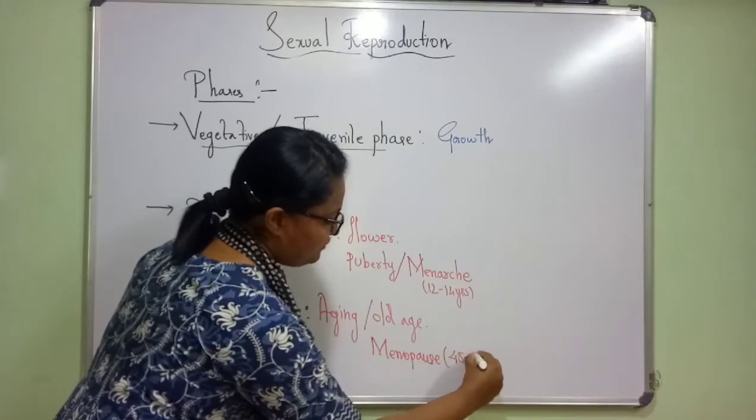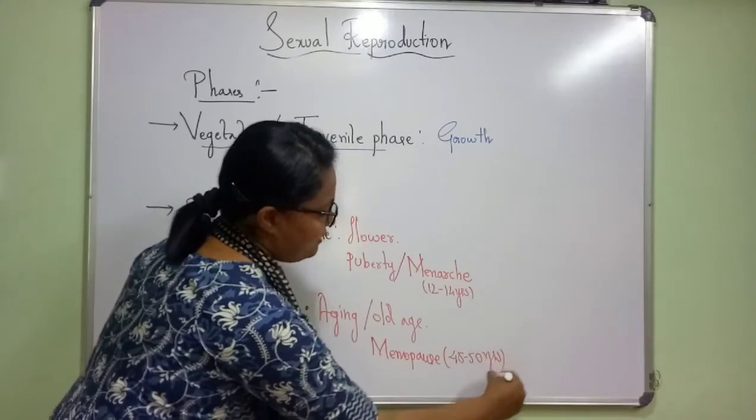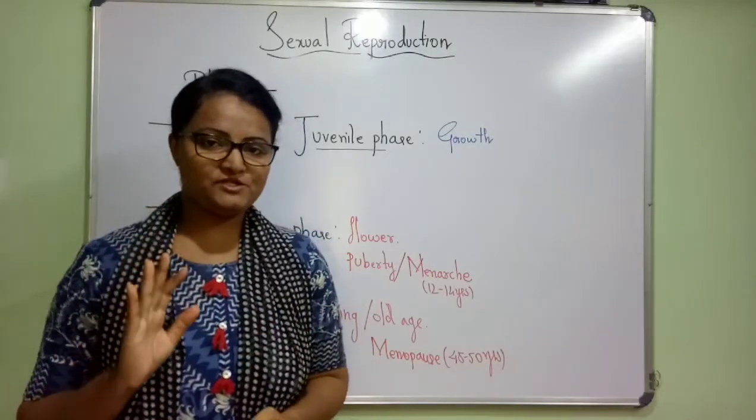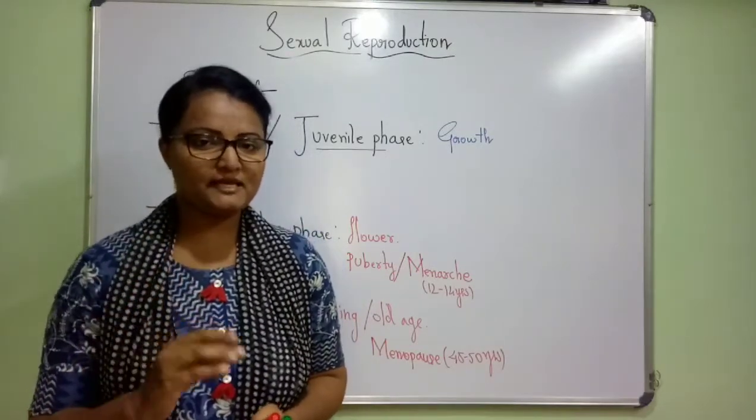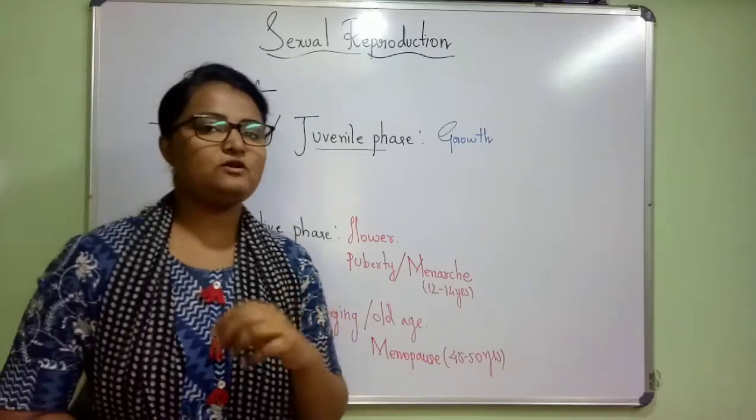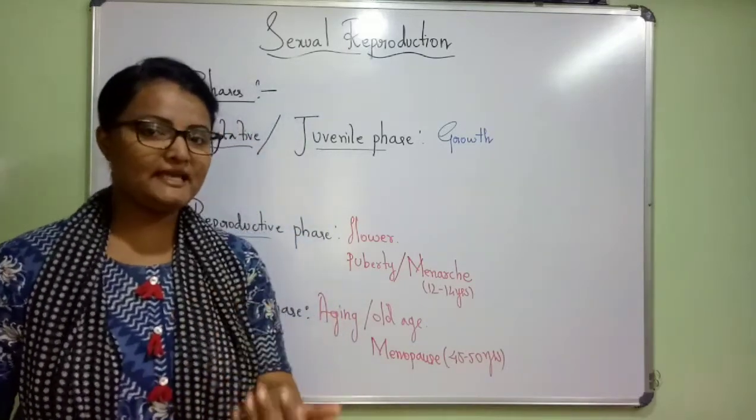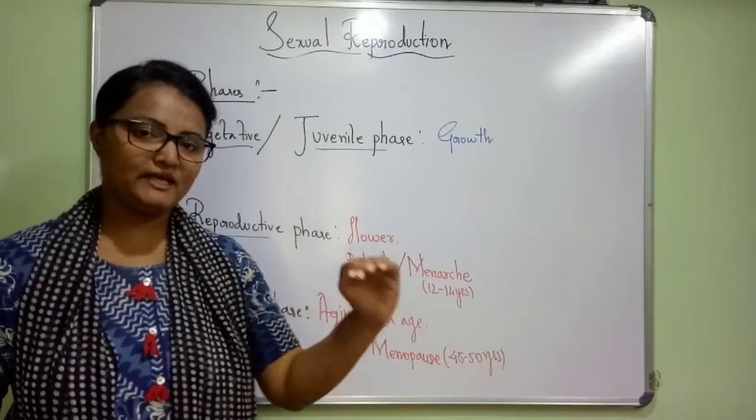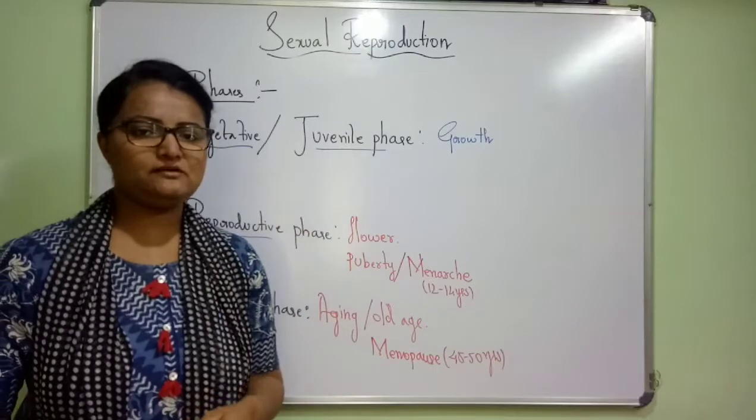Menopause at the age of 45 to 50 years. What happens? We stop menstruating, right? The menstrual cycle will stop. That is one of the physiological aspects in our body that indicates we are in the senescent phase. Aging is happening. What actually is the senescent phase called?